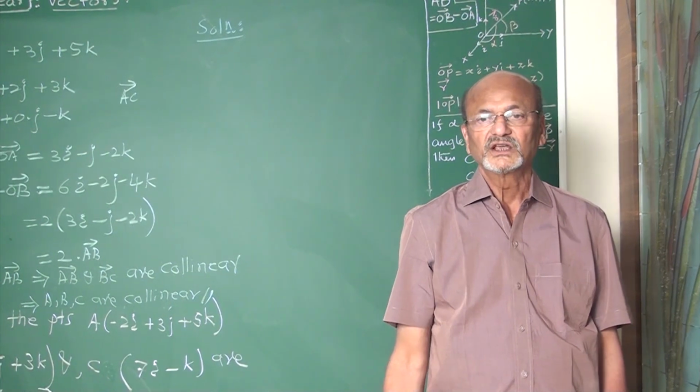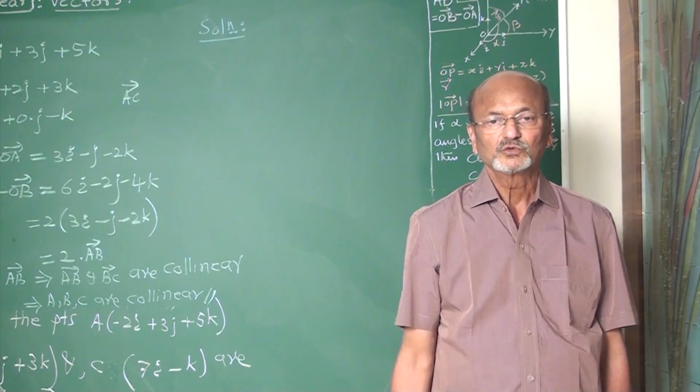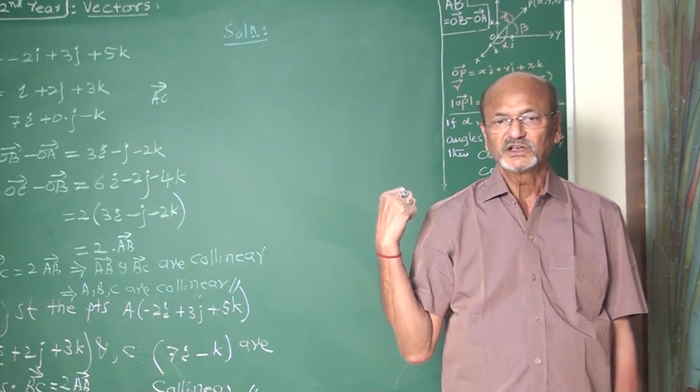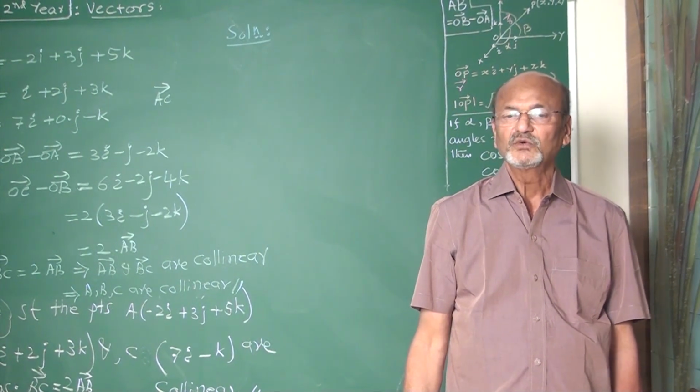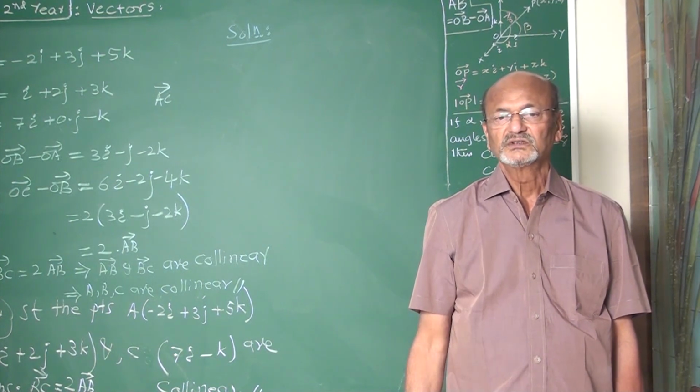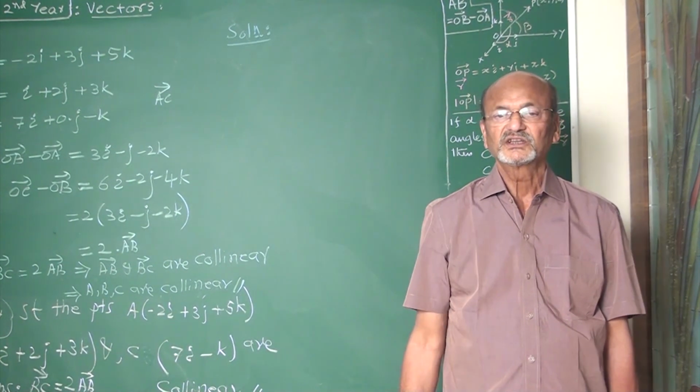Next, addition, subtraction and scalar multiplication we have done. It is left with the product of 2 vectors. That product of 2 vectors I will do in the next class, next video.